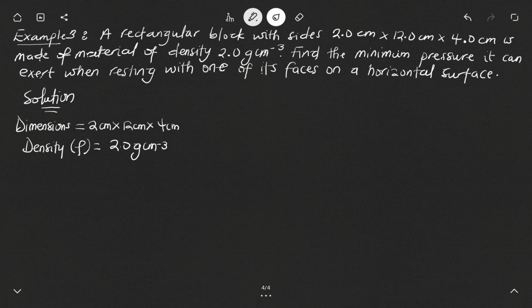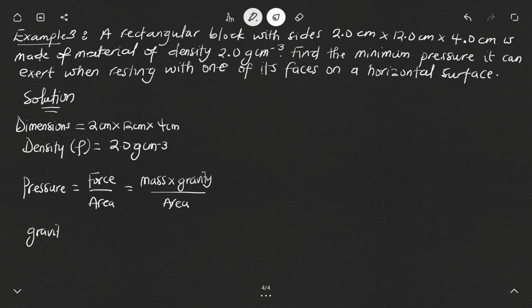All right, let's look at something. Now, in order for us to calculate the pressure, we need the force over the area. We know that from the dimensions we can get the area, so we don't have a problem. But the force, we can't find directly because we're given density. So let's break down force. We know that force is equal to mass times acceleration due to gravity. So we have mass multiplied by gravity, over area. Gravity is approximately equal to 10 meters per second square.